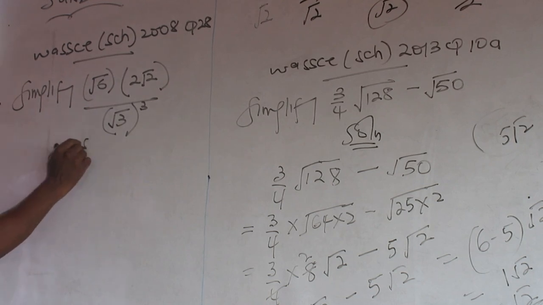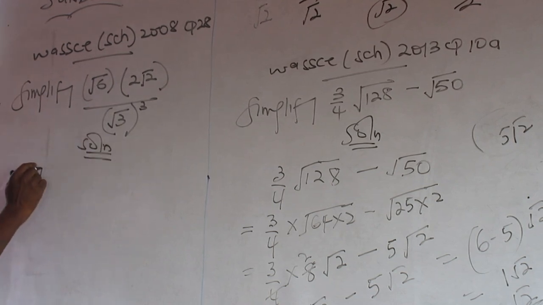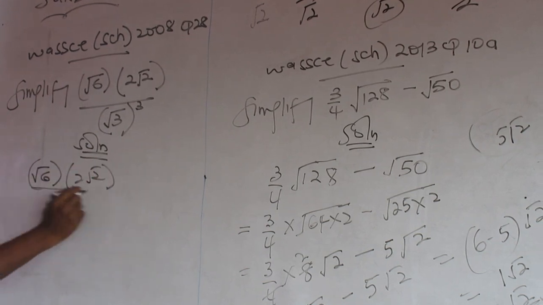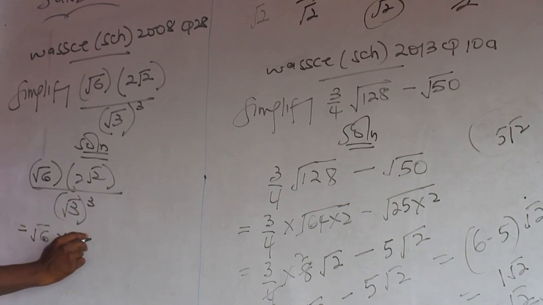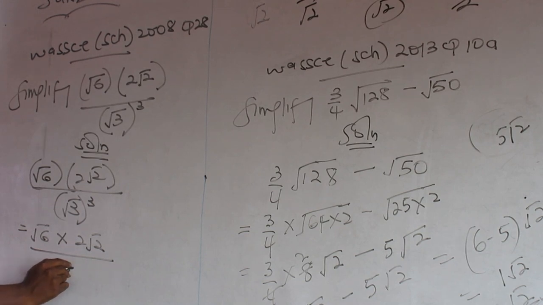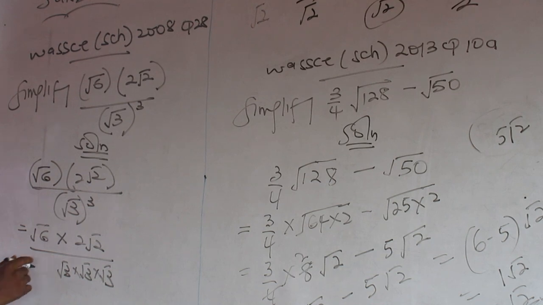Let's see. So I have root 6. 2 root 6. Root 3. Cube. Do you know this root 6? 2 root 2. That is root 3. By root 3. By root 3. Do you agree? Good.